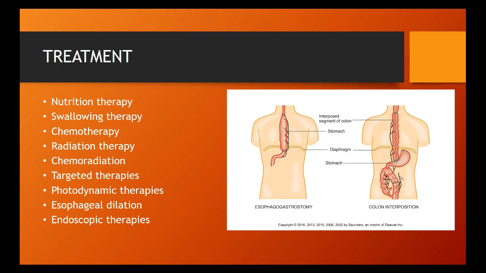So there's a number of different types of treatments. Whenever we think of cancers, we always think of debulking, chemo, and radiation. And in addition to that, there's nutrition therapy. The purpose of nutrition therapy is to administer food and fluids to support the patient who is malnourished or at high risk for becoming malnourished.